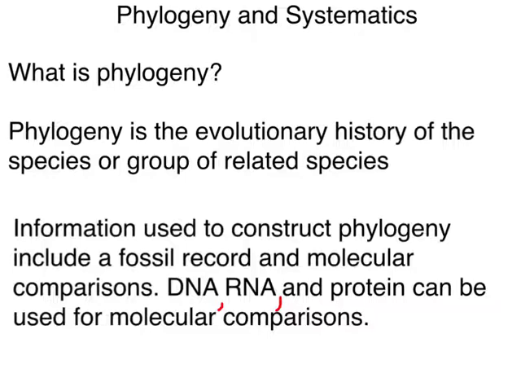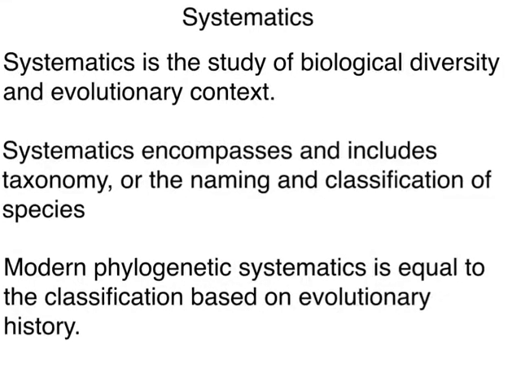Let's talk about systematics now. Systematics is the study of biological diversity and evolutionary context. Systematics encompasses and includes taxonomy, and if you recall, taxonomy is the science of naming and classifying organisms. Modern phylogenetic systematics is equal to the classification of organisms based on their evolutionary history. So it kind of takes taxonomy to another level.